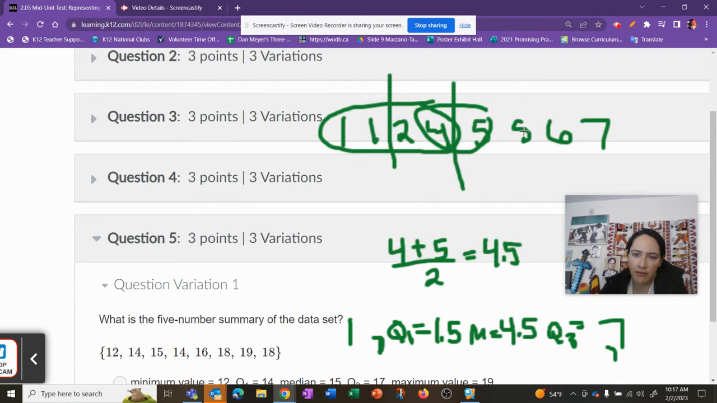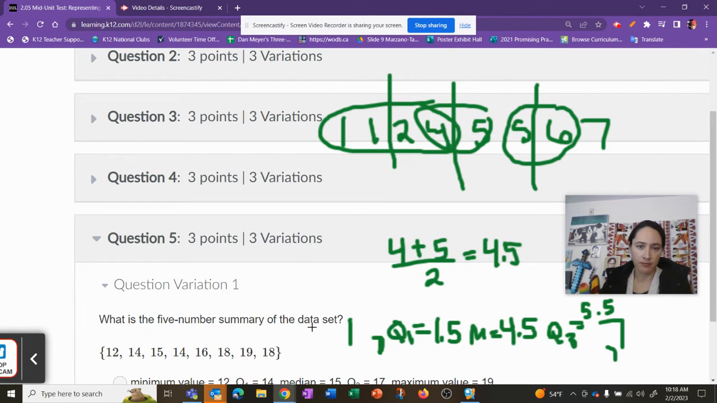Up here I have 5, 5, 6, 7. So 5 and 6 are in the middle. 5 plus 6 is 11. 11 divided by 2 is 5.5. So that's my 5-number summary with my numbers. You need to do it with your numbers.